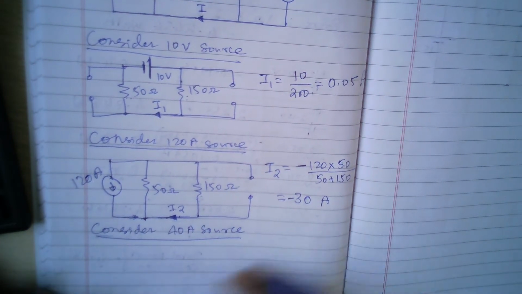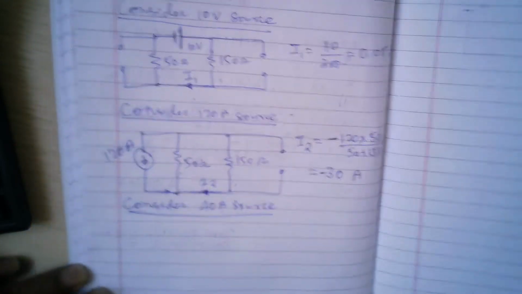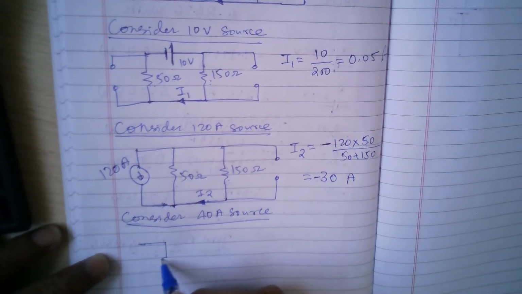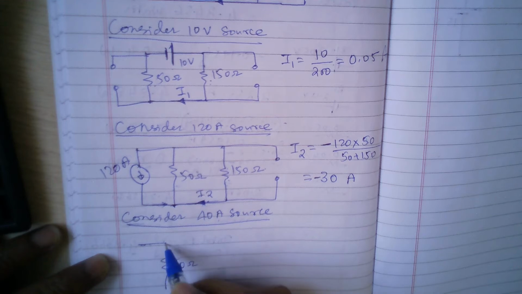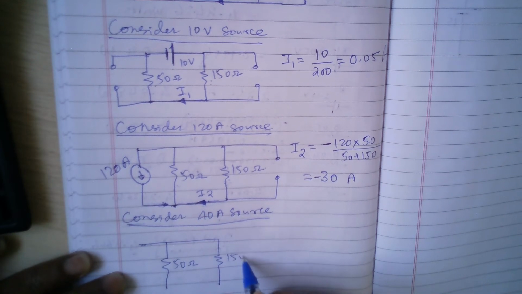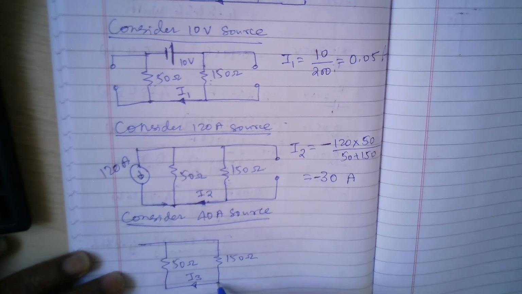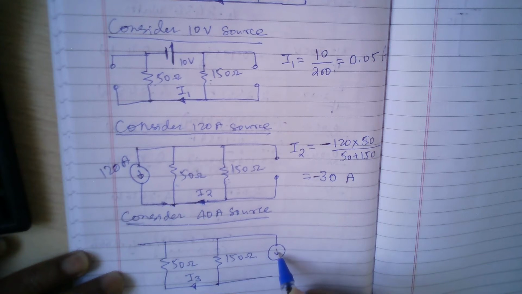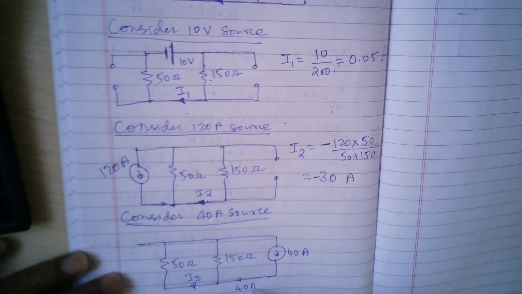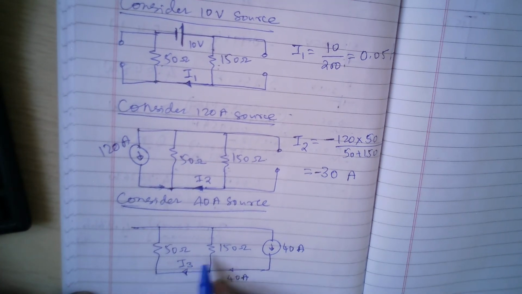So when we consider the 40 ampere source, the circuit becomes like this. This side is open, so I'll get 50 ohms. The voltage source is short circuited, so I get 150 ohms. Let's call this current I3, and on this side I have 40 amperes. So here the current is 40 amperes. This 40 ampere current again divides into two branches.